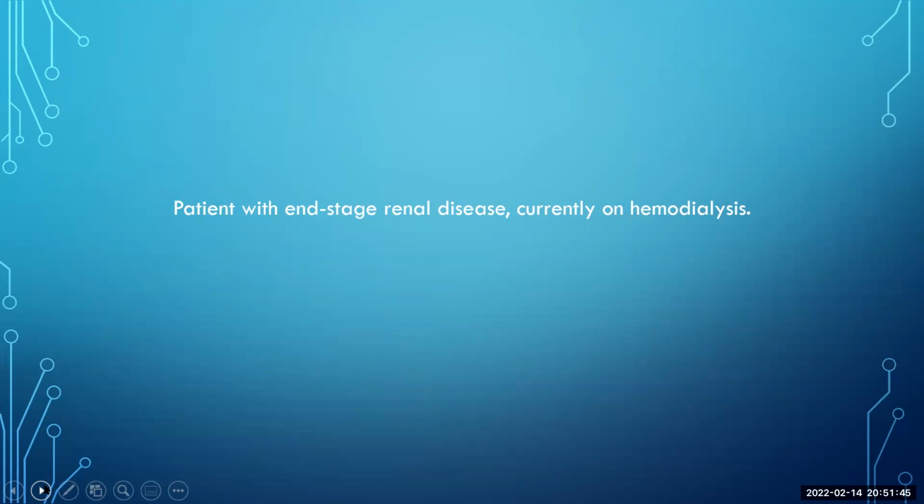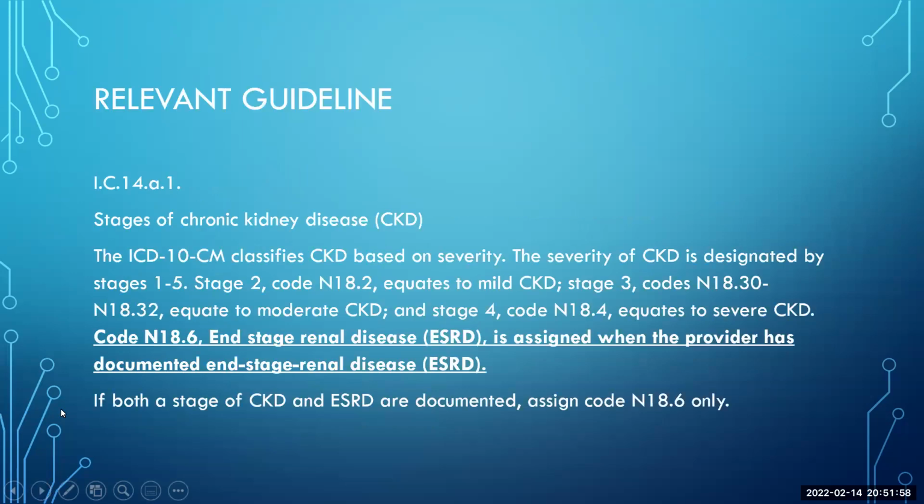So let's see. We have a patient with end-stage renal disease. Remember, we call that ESRD, currently on hemodialysis. So ESRD with dialysis. The relevant guideline here is going to be 1C14A1. And there's a lot in this 1C14A. But the highlight here for you is going to be here at the end of A1, where it states code N18.6, ESRD is assigned when the provider has documented end-stage renal disease.